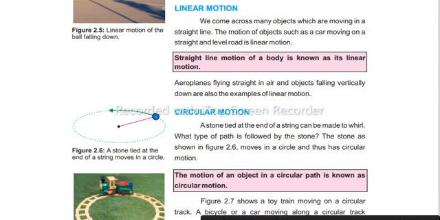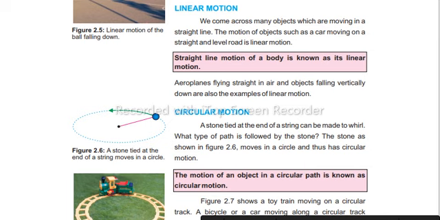What is meant by linear motion? We come across many objects which are moving in a straight line. The motion of an object such as a car moving in a straight line on a level road is linear motion. So a straight line motion of a body is known as linear motion. It means that a body moves in a line path, in a straight path. That's why the motion will be straight line motion. An aeroplane flying straight in air and an object falling vertically down are also examples of linear motion. Now the second one is the circular motion.